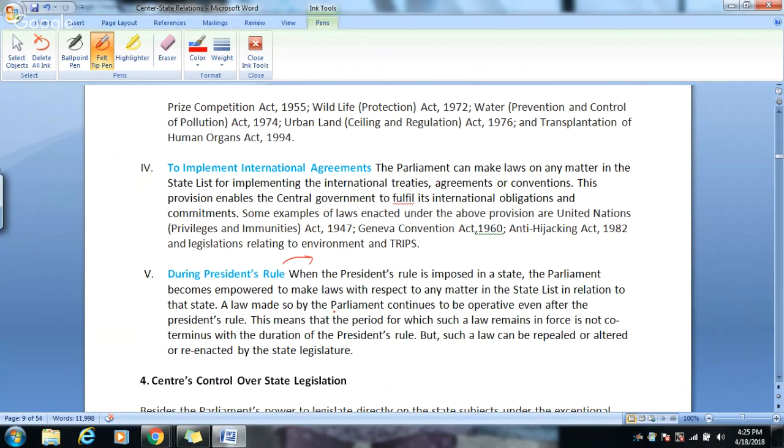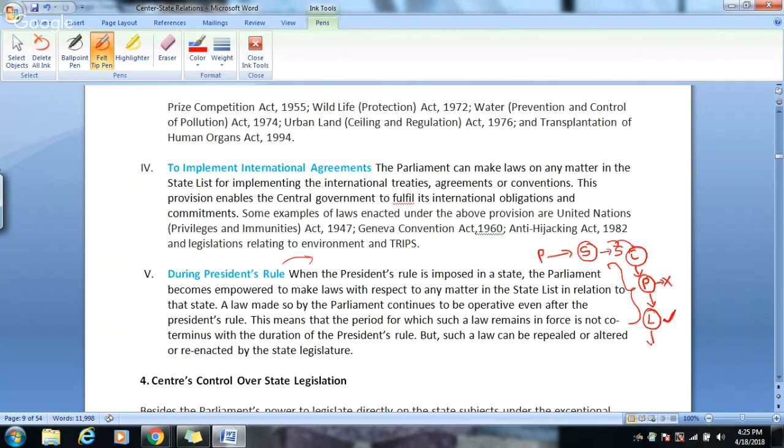But such a law can be repealed or altered or re-enacted by the state legislature. The meaning is simple. If the President's Rule is imposed on a state, whatever the matter present in the state list, the Parliament will make some laws on that particular state list. After the President's Rule also, the law will be in force. If the President's Rule is terminated, that is ended, the law will still be in force.